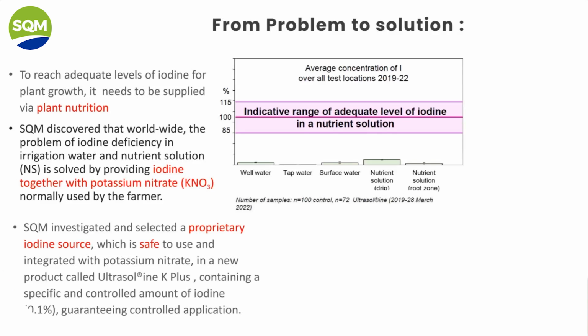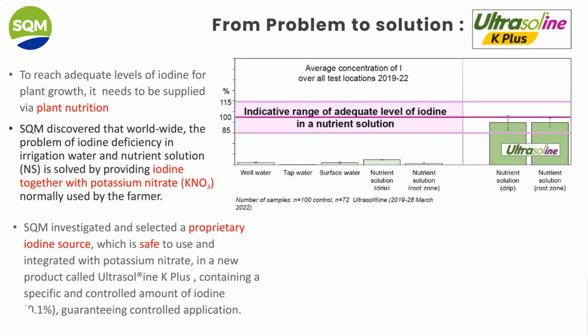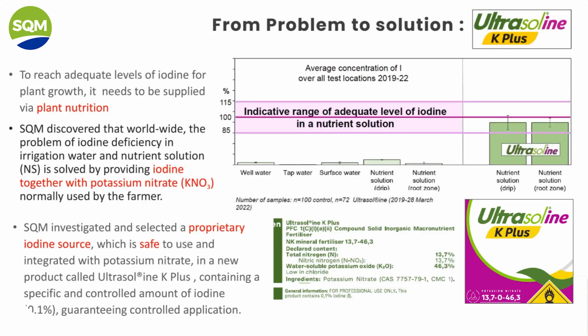SQM investigated and selected a proprietary iodine source which is safe to use and integrated with potassium nitrate in a new product called Ultrasoline. Ultrasoline K Plus contains a very specific and controlled amount of iodine, guaranteeing controlled application. In the figure on your upper right side, you see that with an average use of potassium nitrate, by applying Ultrasoline K Plus you are able to reach iodine levels that are within adequate ranges for plant nutrition.